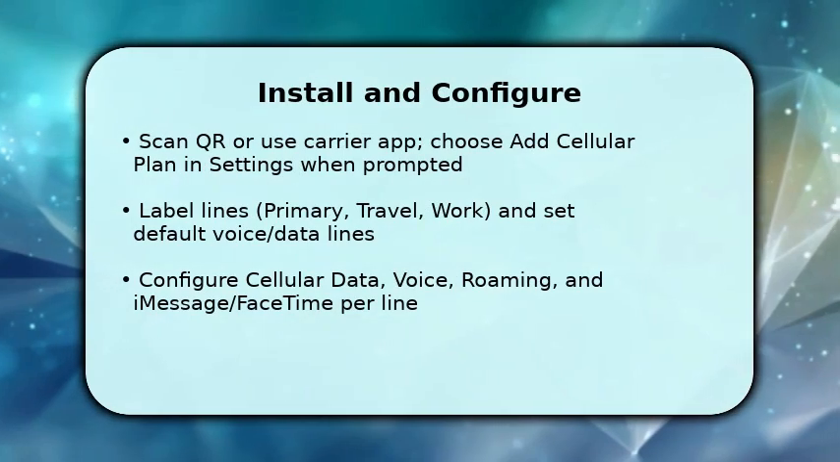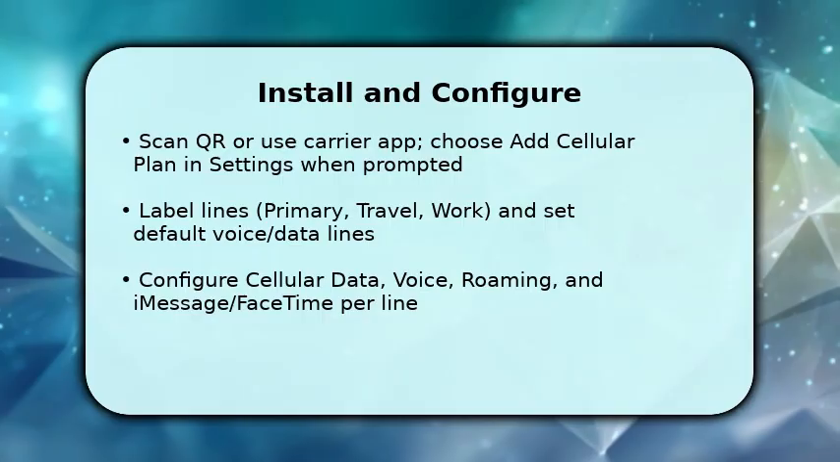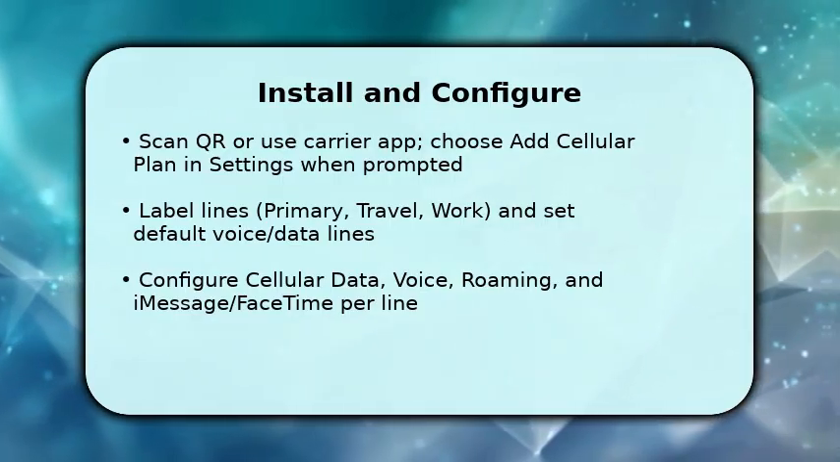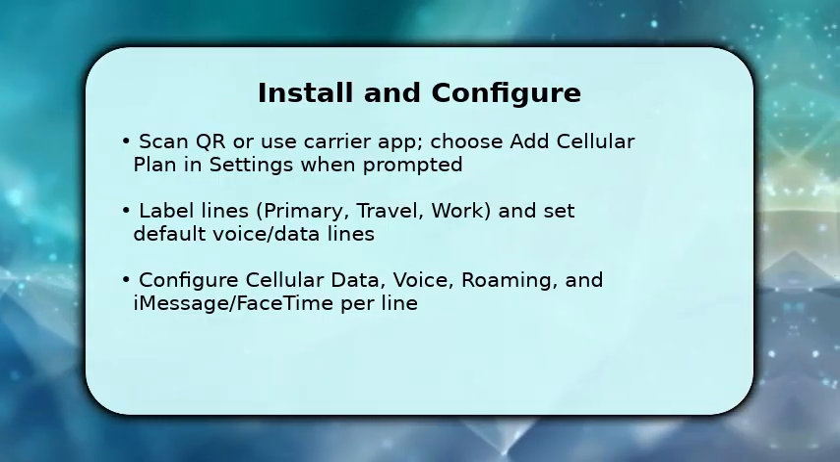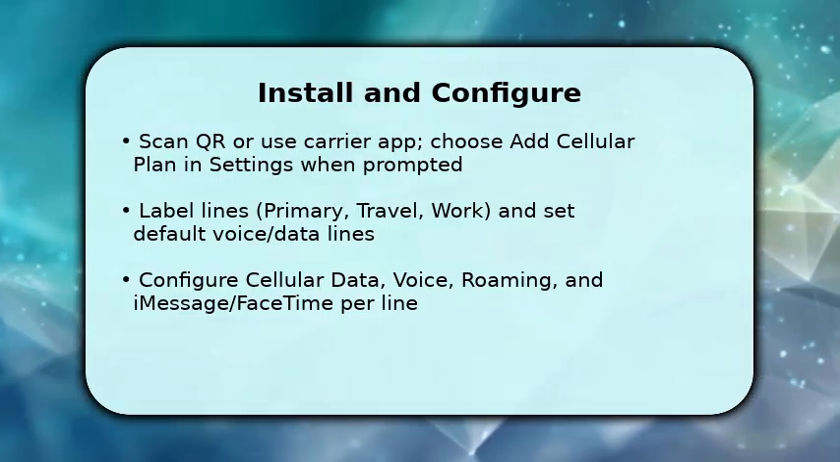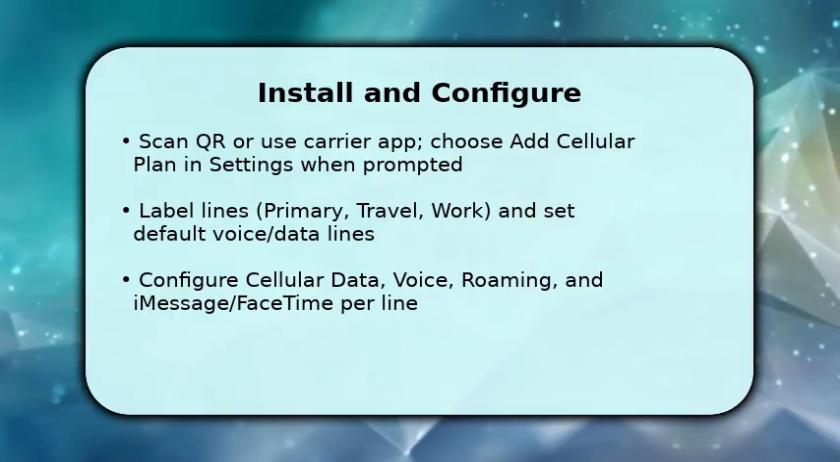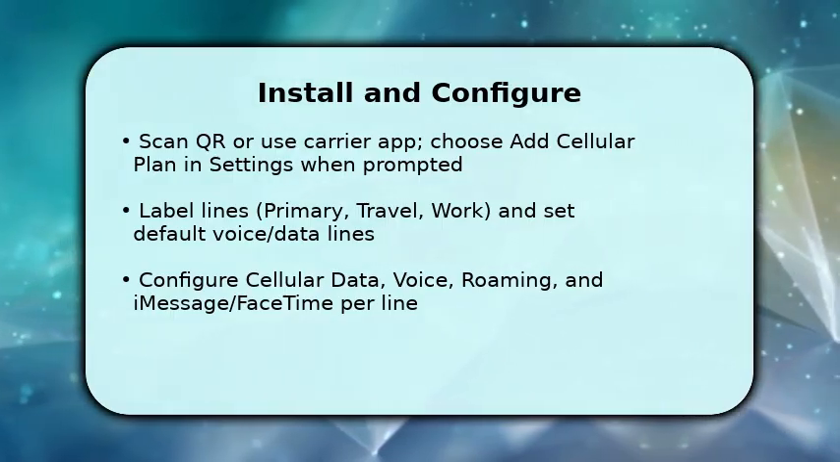Once the plan installs, you'll configure how it behaves. Tap the new plan in Settings Cellular, then label it. This helps you quickly pick the right line. Choose your default line for voice, SMS, and cellular data. You can use one line for data and the other for calls. Make sure to enable data roaming only if you need it.